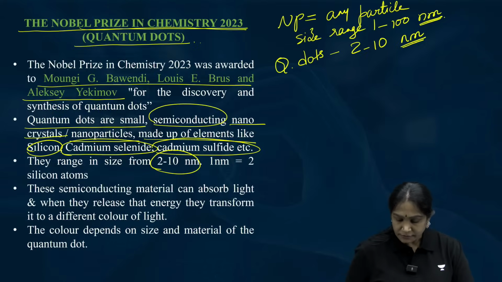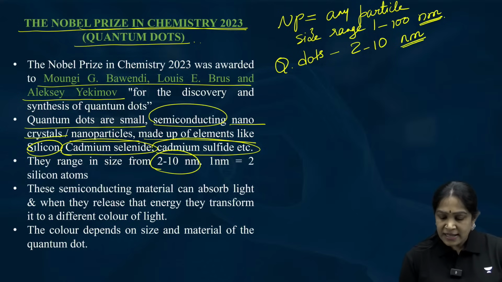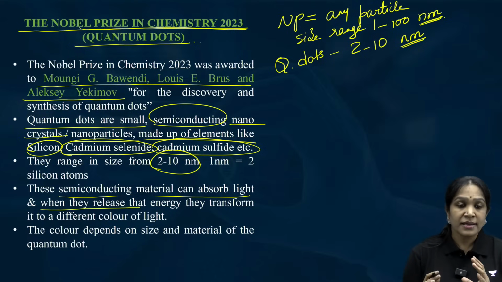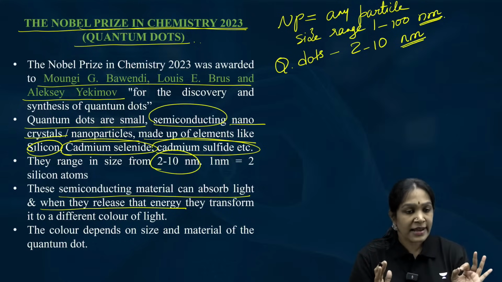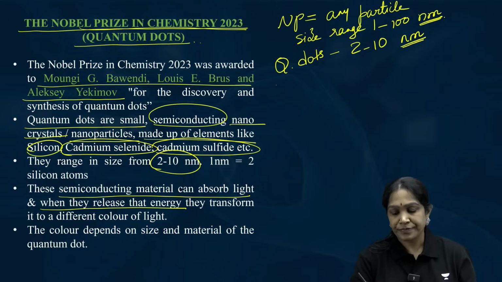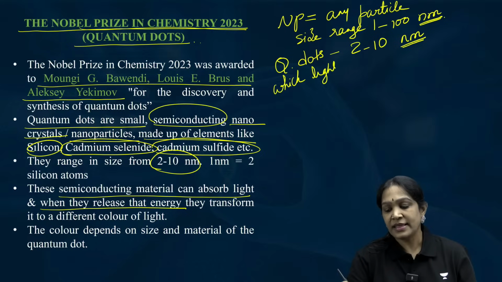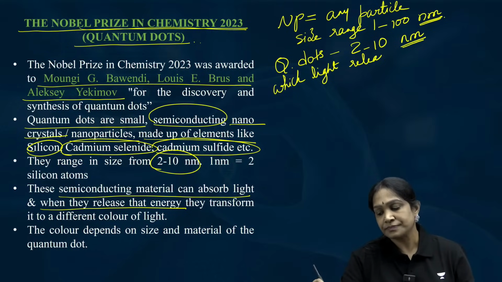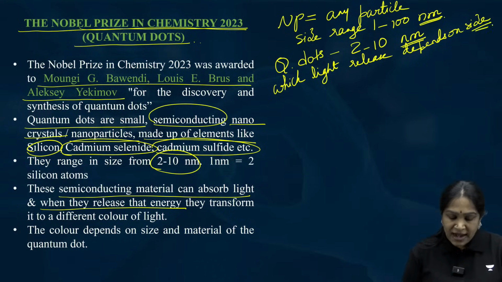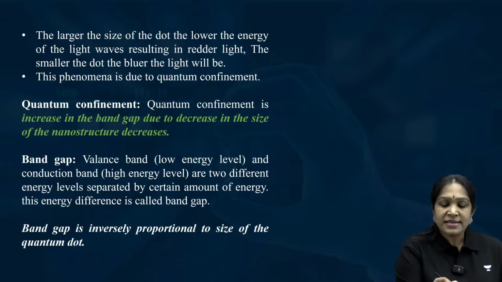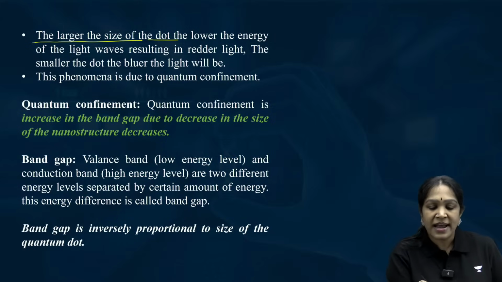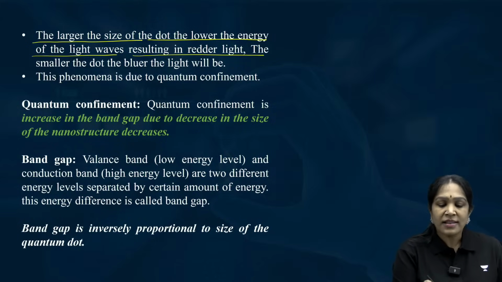Yes. Okay. Then, these semiconducting materials can absorb light and they can release light. But they absorb one color of light and release another color. Which color they release depends on their size. The color depends on the size and material of the quantum dot. The larger the dot, the lower the energy of the light waves, resulting in redder light. And the smaller the dot, the bluer the color.